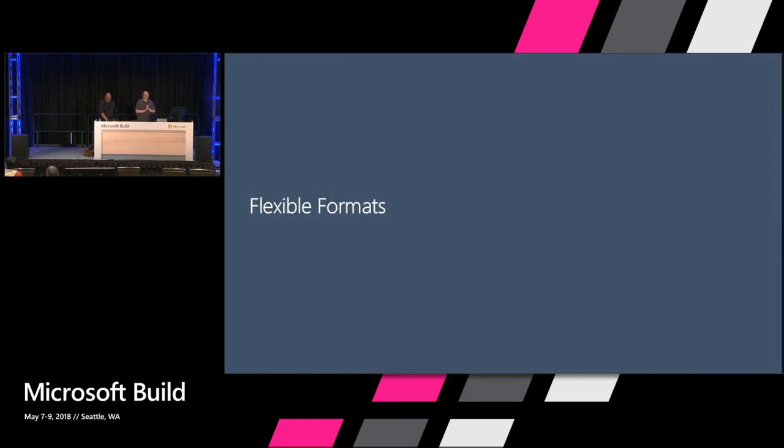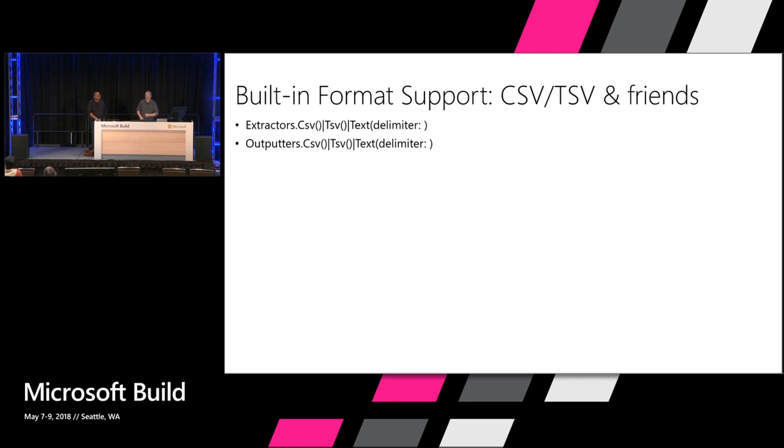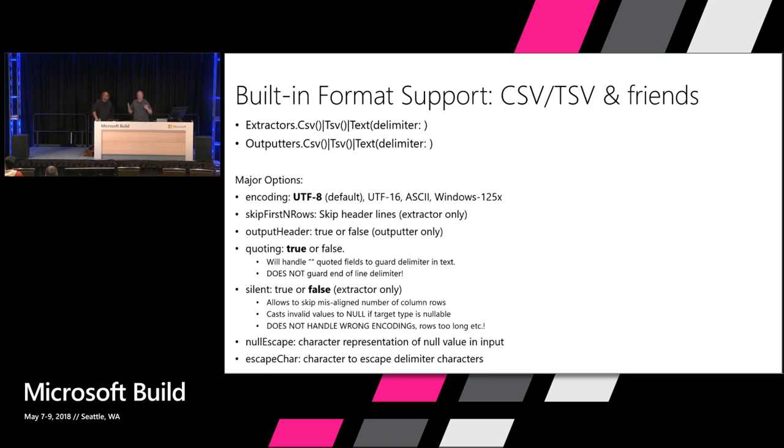So now let's go and look at some other extractors. You already saw the built-in extractors, CSV, TSV, or text for arbitrary delimiters. We have several major options there. One that we recently added is Windows 1250X encoding support. So if you have ANSI code page files, you now can extract those without having to convert them first into UTF-8 or so. Default still is UTF-8.